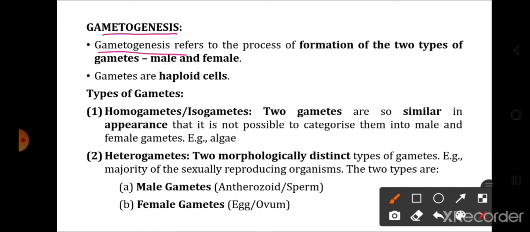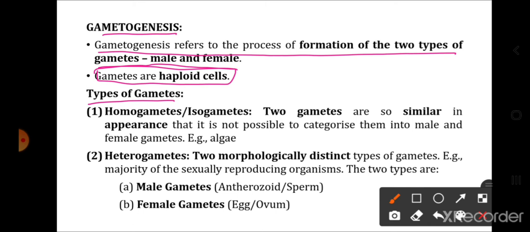Gametogenesis refers to the process of formation of two types of gametes: one is the male gamete and another one is the female gamete. When we talk about the number of chromosomes, which type of cells are gametes? They are haploid. They contain n number of chromosomes. Now, there are two types of gametes: one is homogametes and another one is heterogametes. Homo means same. Homogametes are also called isogametes. Iso again means the same.